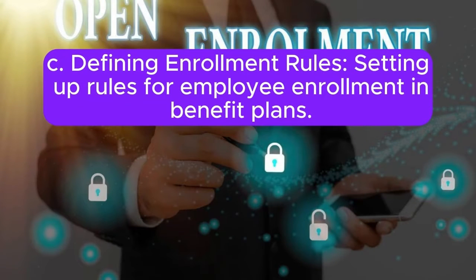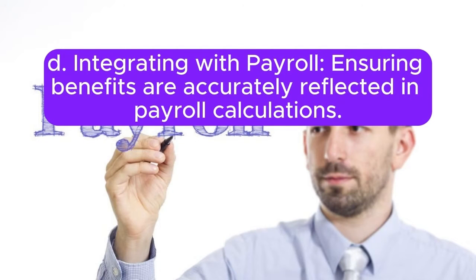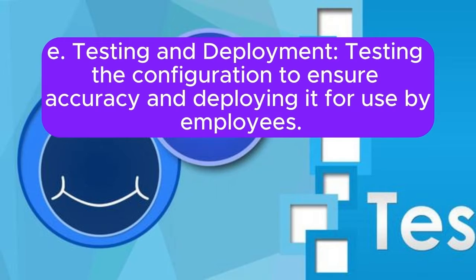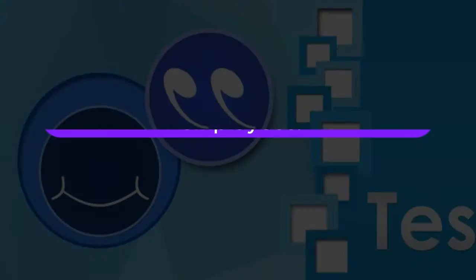C. Defining enrollment rules, setting up rules for employee enrollment in benefit plans. D. Integrating with payroll, ensuring benefits are accurately reflected in payroll calculations. E. Testing and deployment, testing the configuration to ensure accuracy and deploying it for use by employees.